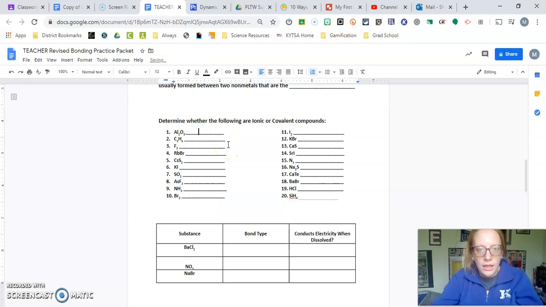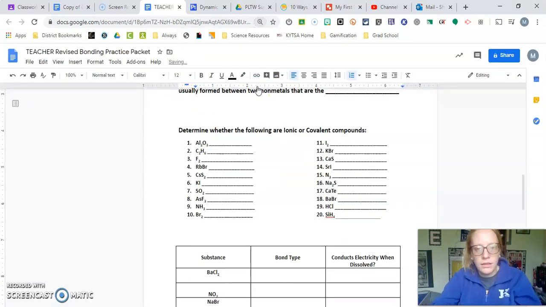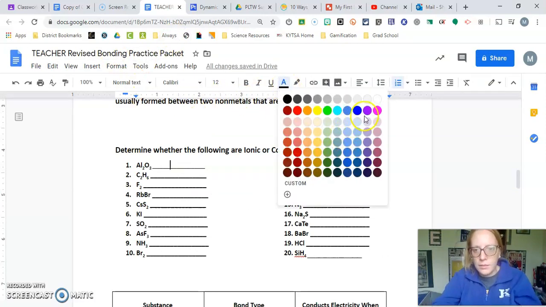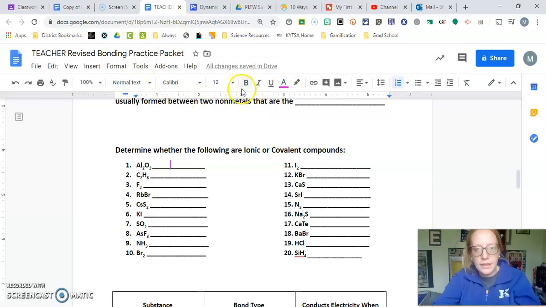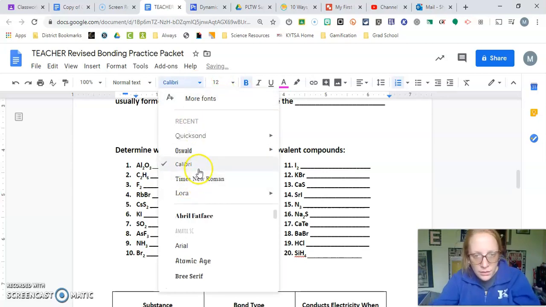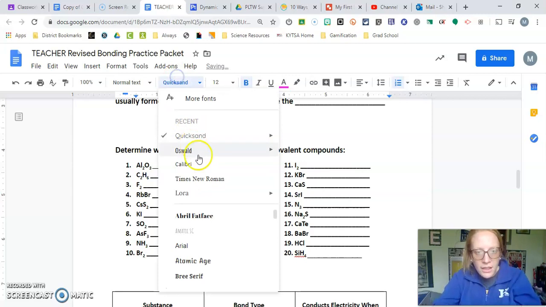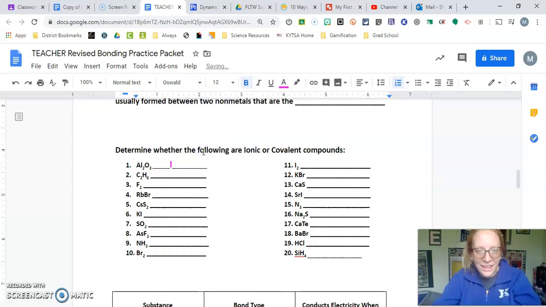And you can just, I'm going to make this something that you guys can see. It says ionic. Ooh, I don't like that font. It looks like an L, and I don't want it to look like an L. Okay, it's an I. It's ionic.